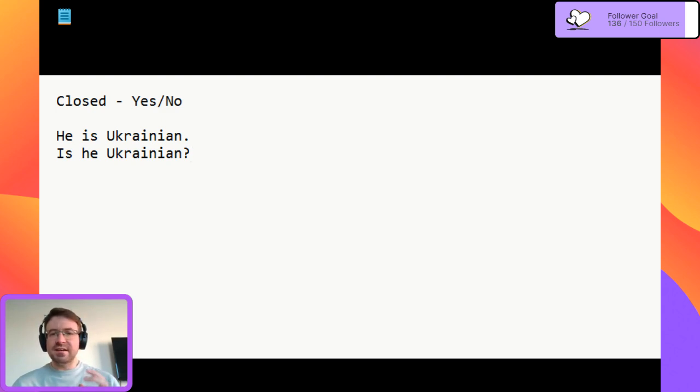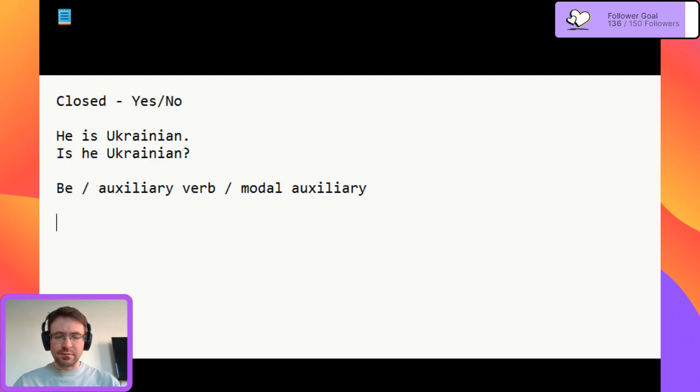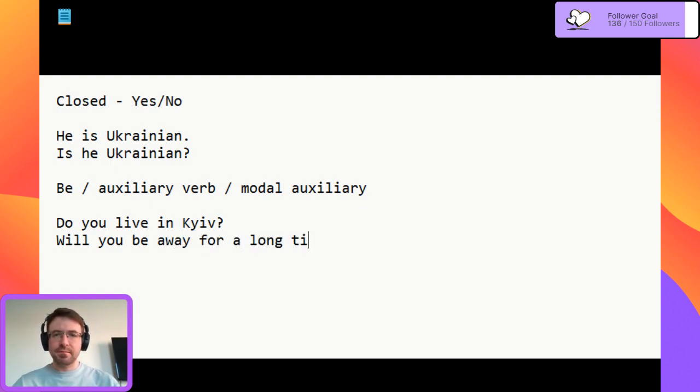Closed questions have to start in a very specific way. They can begin either with some form of the verb be, like we have here, is he Ukrainian, with an auxiliary verb, or a modal auxiliary verb. And these are the only ways that we can start. So we have, for example, be, is he Ukrainian? If we use an auxiliary verb, for example, do you live in Kyiv? And modal auxiliary, will you be away for a long time? So these are all closed questions, and these are the ways that we start: with be, with an auxiliary verb, or with a modal auxiliary verb. And we can answer these questions with yes or no.